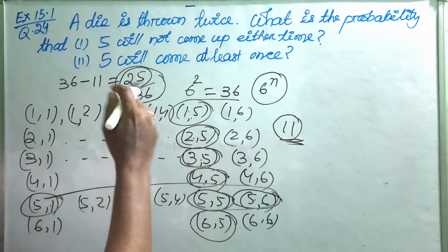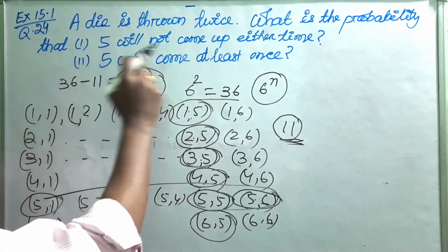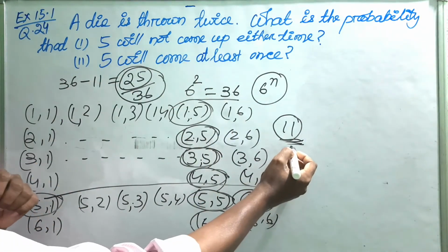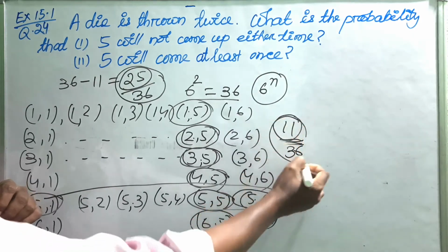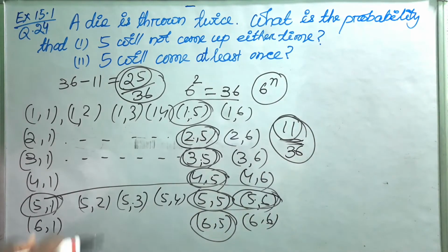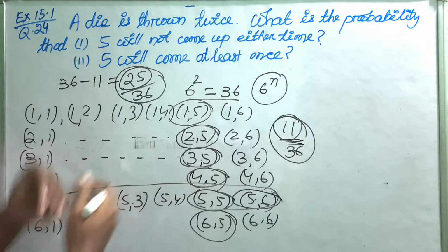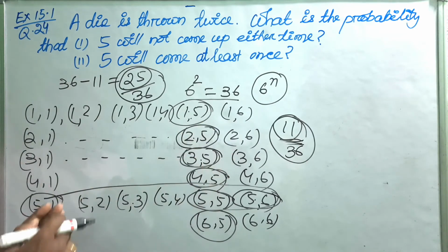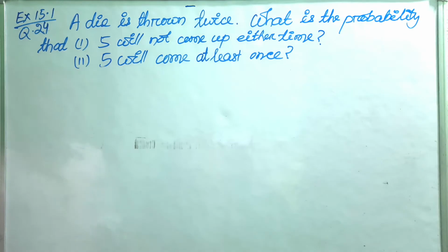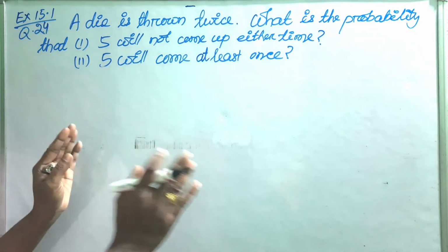So our probability that 5 will come at least once is 11 by 36. So this is our probability. Now guys, how to write the answer? So let us erase this one, then we will do it. Okay, now guys, you have to write the answer in this way.